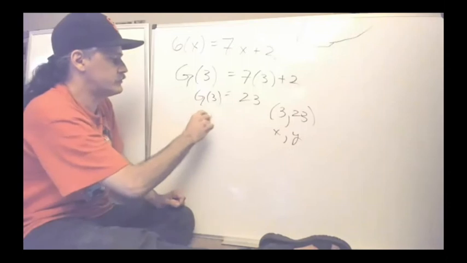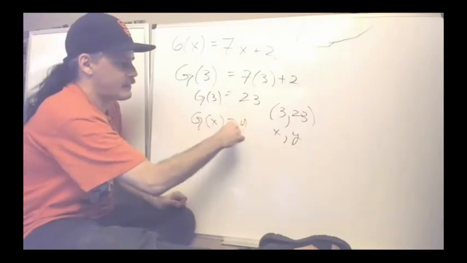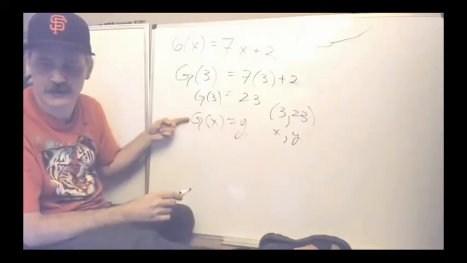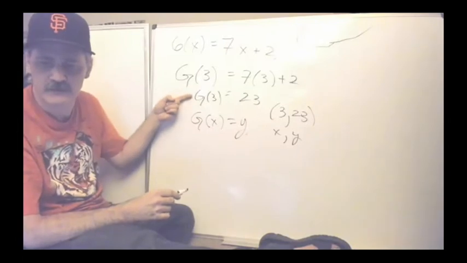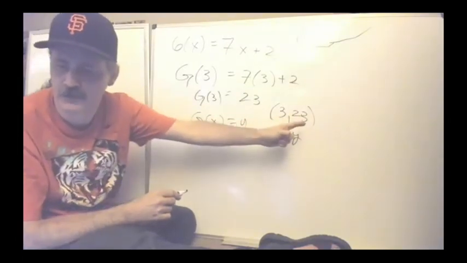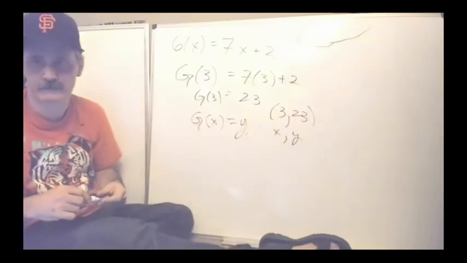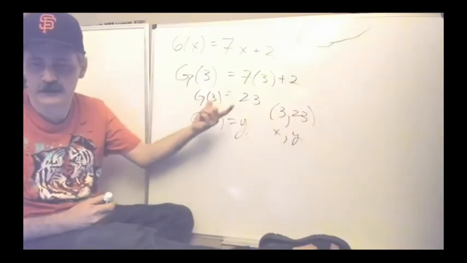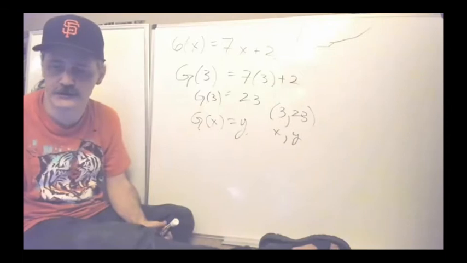So in general, that's what that notation refers to. If you see it, it means the x was 3 and the output, the y, was 23. Okay, so again, this is how we can use this notation.